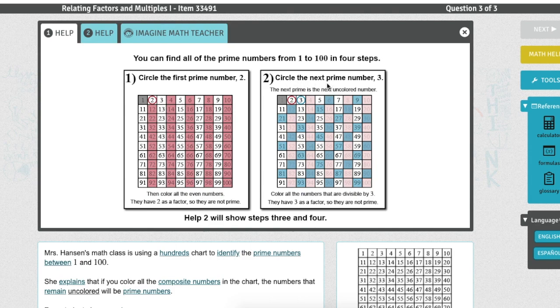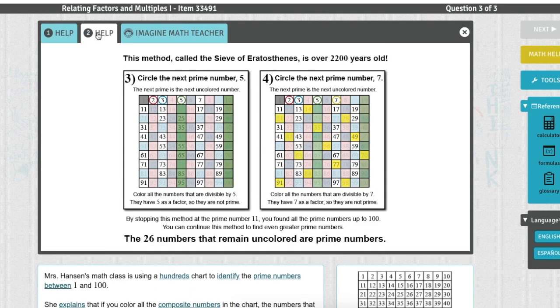Okay? Number 2, circle the next prime number, which happens to be 3. The next prime number is the next uncolored number. Okay? And so we color in 6, 9, 12, 15, 18, 21, 24, 26, 28, and so on, okay? Help 2 shows for 3 and 4. So then we've got the next prime number, which is 5.